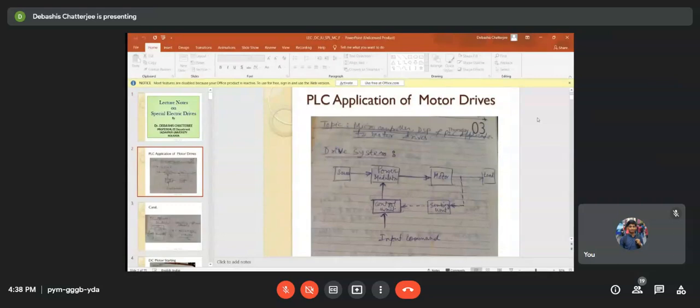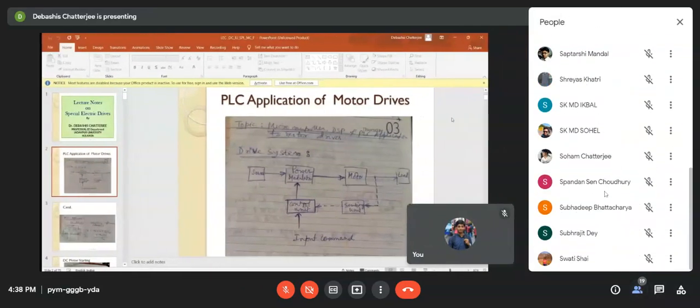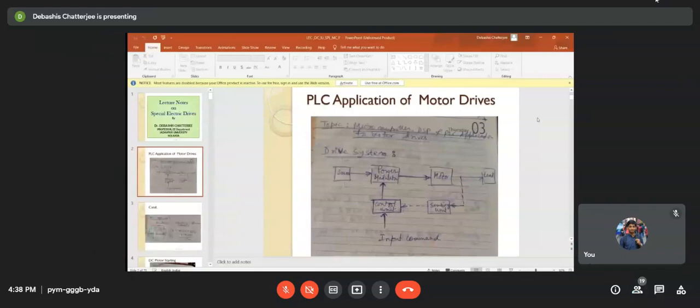Now motor drives is a very vast thing. We will segregate this into starting, braking, and speed control. Okay. So if you look at a drive system, what is a drive system by definition? Why do you need a drive system at all? You have a power supply, you have a motor, right? If you connect the power supply to the motor, it is going to run. But why do you need a drive system, and what does it do exactly?